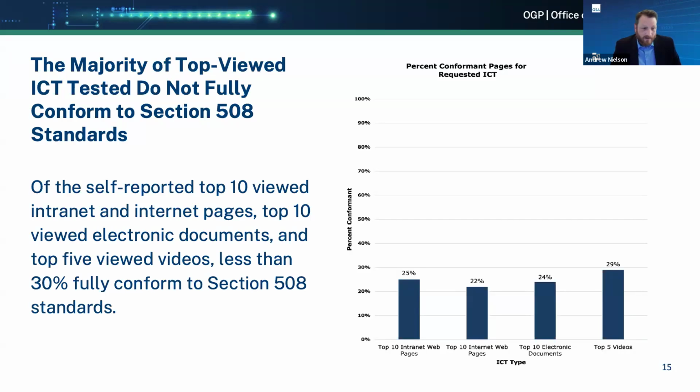So we asked for their top 10 web pages, internal and external, top 10 electronic documents, and their top 5 videos. So across the board, across each of those categories, the highest performing was still less than 30% of those top 5 videos being fully conformant to the Section 508 standards.